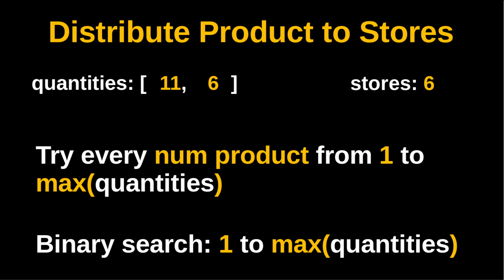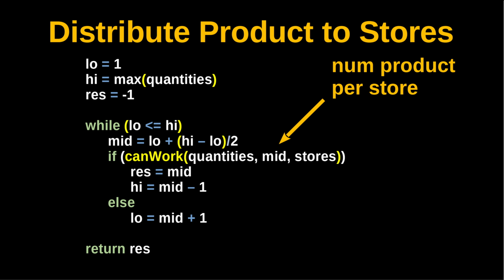We're going to do a binary search, and the range is that we're going to distribute products from 1 to the maximum of the quantities array, and we're going to find the answer that way. Let's start pseudocoding this solution. We start with the binary search template. We have the low as 1 and the high as the maximum of the quantities array. And we also have a response parameter which we're going to return. We're going to set the response parameter to be -1.